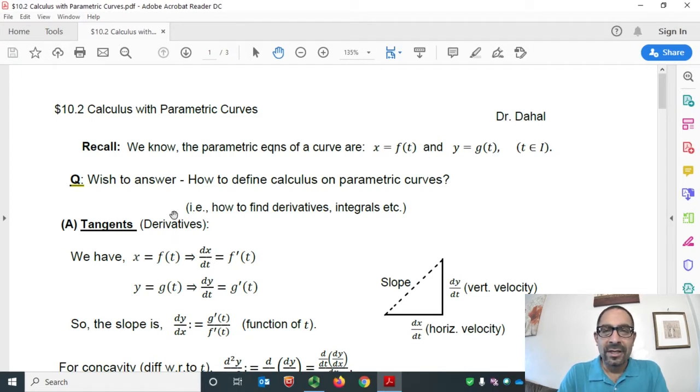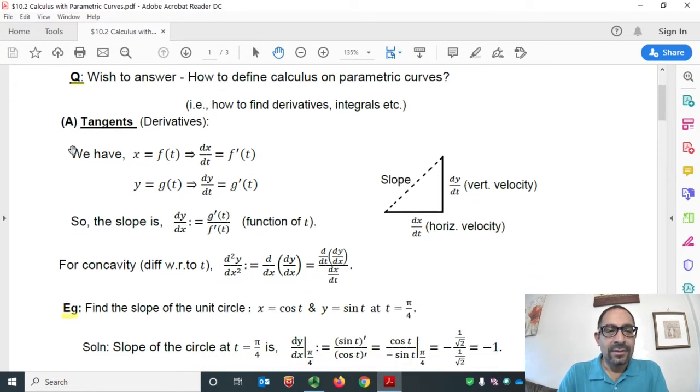So first, let's talk about the derivatives, meaning let's talk about the tangents. We have the equation of the curve in parametric form as x equals f(t) and y equals g(t). Let's take the derivative with respect to t, then dx/dt becomes f prime(t), dy/dt becomes g prime(t). So the slope is dy/dx equals dy/dt over dx/dt. This equals g prime(t) over f prime(t), and our slope is a function of t.